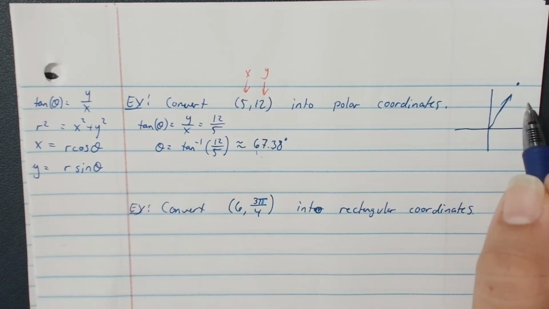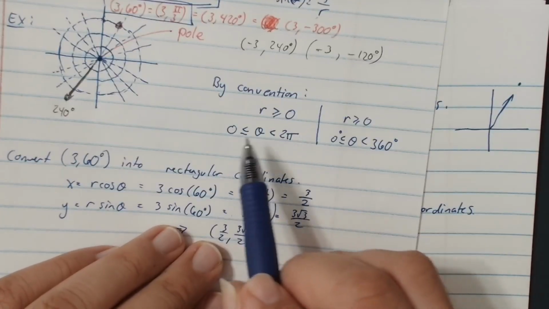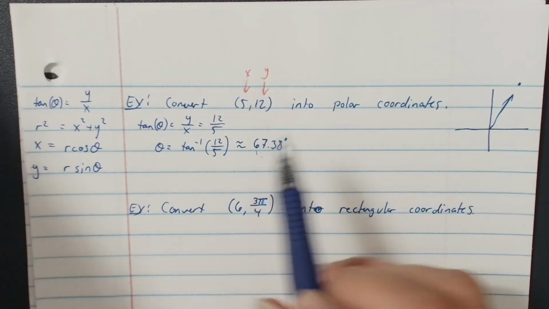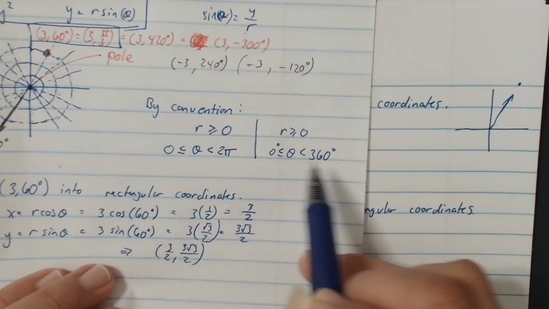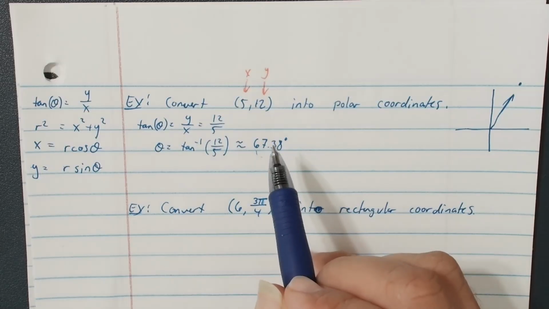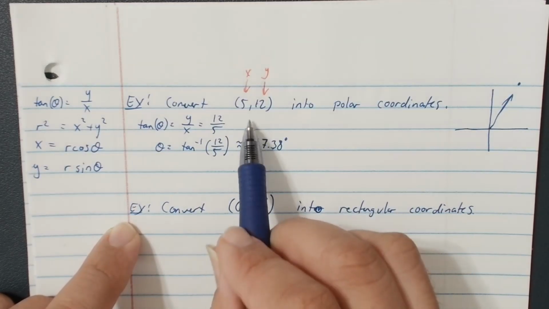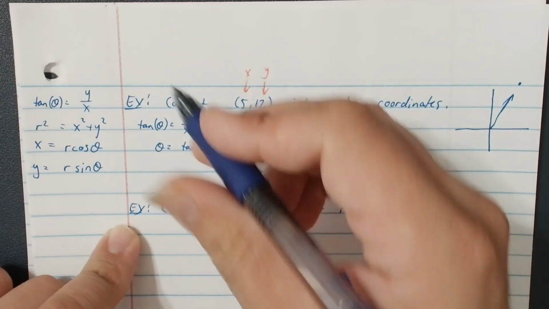The other thing you need to check is make sure that you fall under the convention that we set earlier, and that your theta in radians is between 0 and 2 pi. We're doing degrees, so it is between 0 and 360 degrees, which, yes, that is between 0 and 360. So, yes, that does meet our convention, and yes, that does point the right way. Okay, so that's our theta.